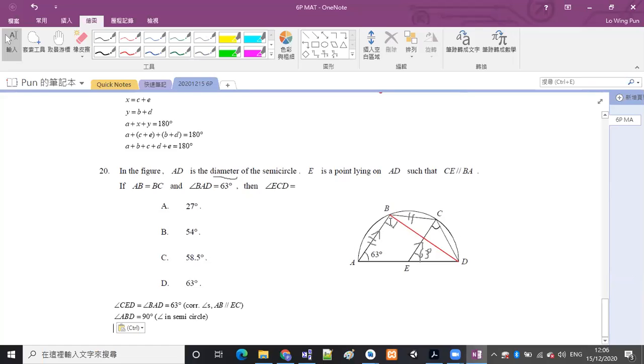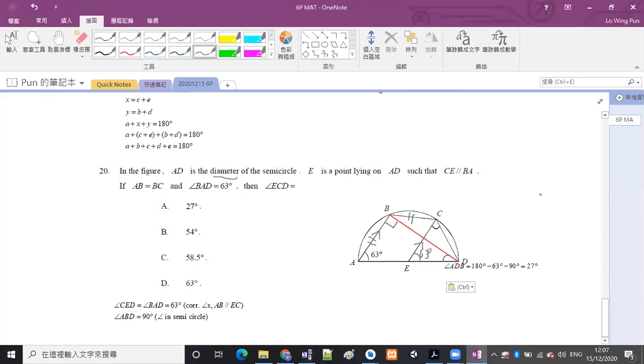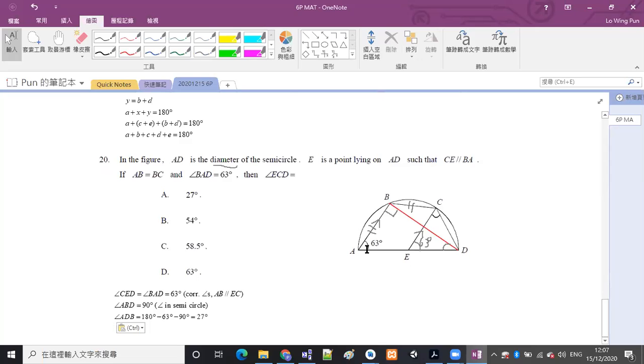Okay, we have added this line and found this 90 degrees. Which angle can we immediately find? So we can immediately find this angle. Can you see this? Because of the angle sum of triangle ABD. Okay, so angle ADB should be equal to 180 degrees minus 63 degrees minus 90 degrees. Angle sum of triangle. That should be equal to 27 degrees. Okay, so this one is equal to 27 degrees.